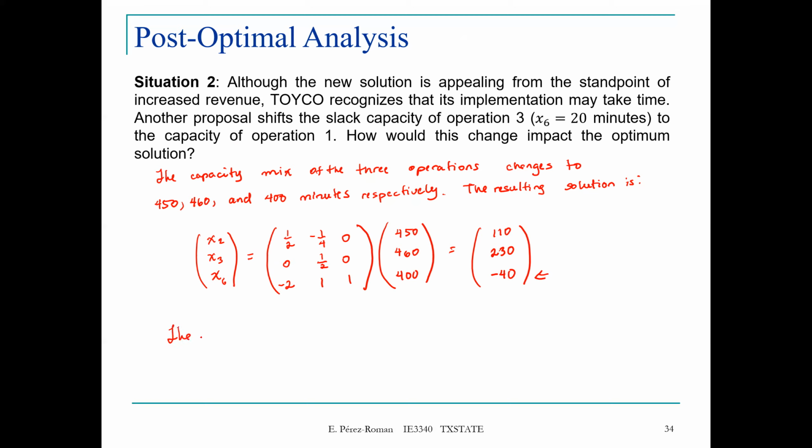So the resulting solution is infeasible because x6 is less than 0. Okay, so what this means is that these changes are not providing us with an optimal solution in which x2, x3, and x6 are basic variables.